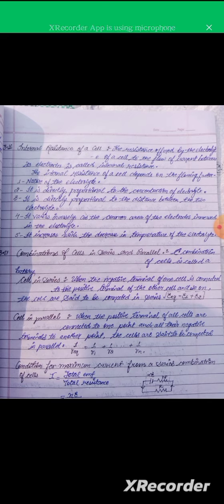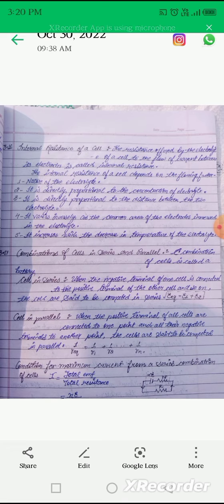Cells in parallel: when the positive terminals of all cells are connected to one point and all their negative terminals to another point, the cells are said to be connected in parallel. So 1 upon R equivalent equals 1 upon R1 plus 1 upon R2 up to plus 1 upon Rn.